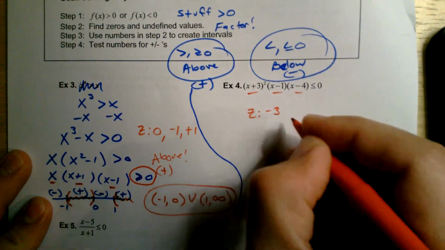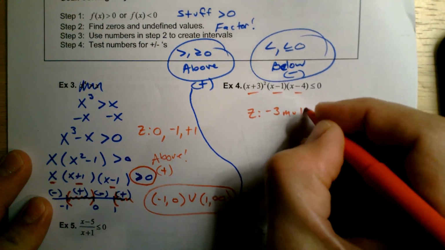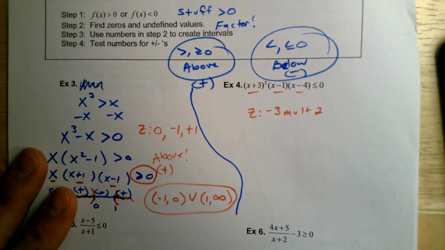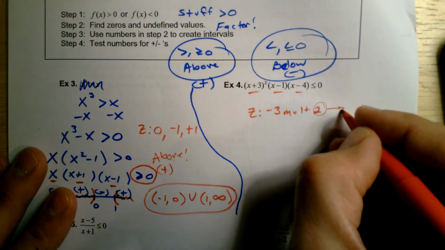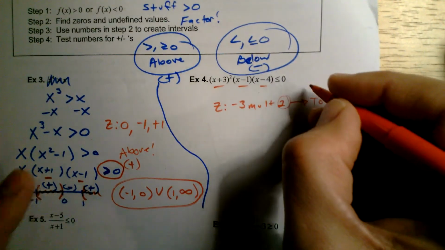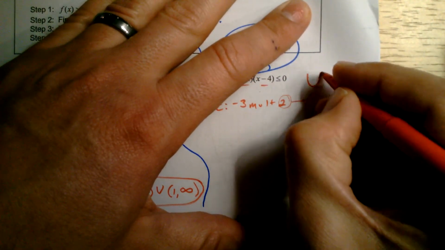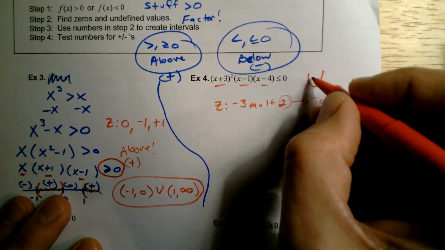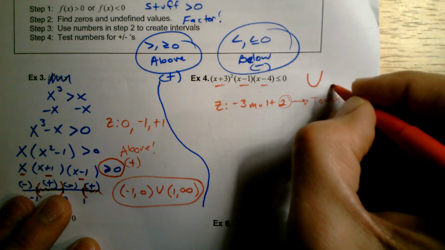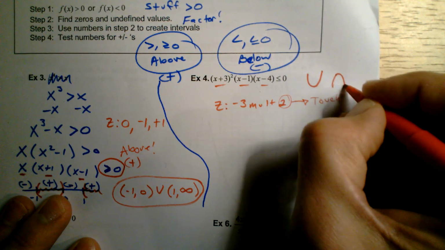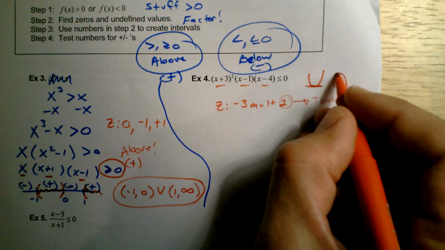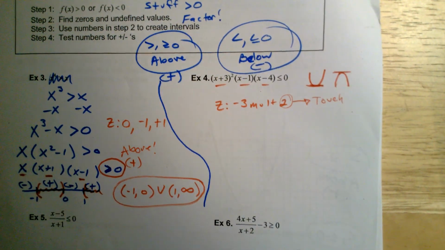So I would get -3. You don't have to write this, but it helps. You have a multiplicity of 2. Well, anytime I have an even multiplicity, I know that's a touch. So that means it's going to come down, touch, and come back up. So it's either going to be above on both sides, or it's going to come, touch, and go back down. So it's going to be minus. So you'll have to see what's going on with that zero.